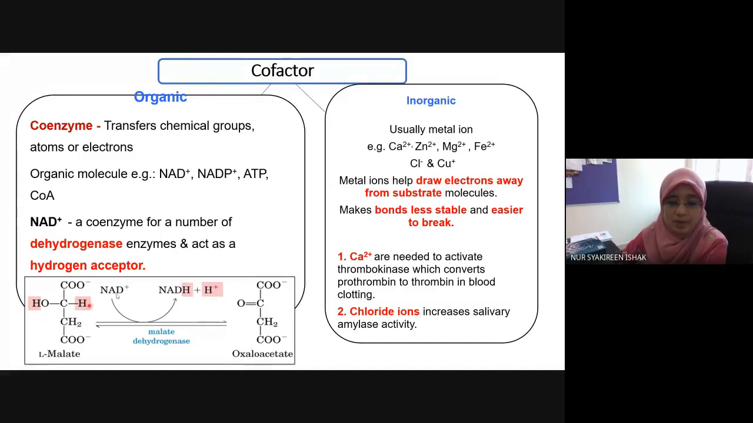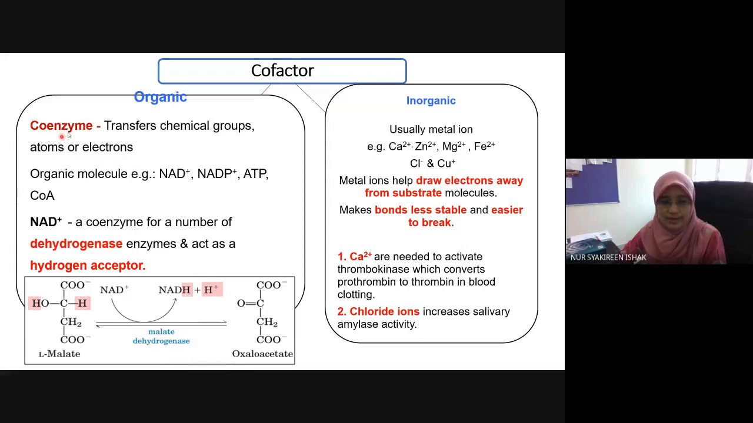So the malate will then be converted into the product, which is oxaloacetate. Both malate and oxaloacetate are four-carbon compounds. Okay, so that is the function of this NAD plus.